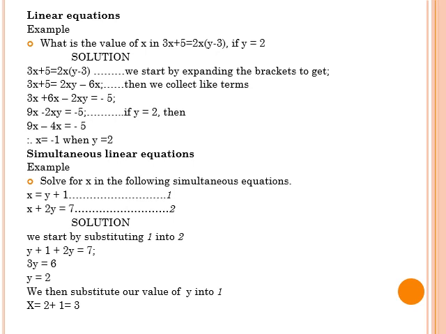We will take this 2 and back substitute it into equation 1, and we get x is equal to 2 plus 1, which is equal to 3. That means the value of x in this simultaneous linear equation is equal to 3. Good.